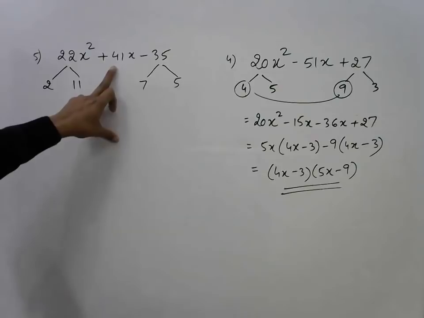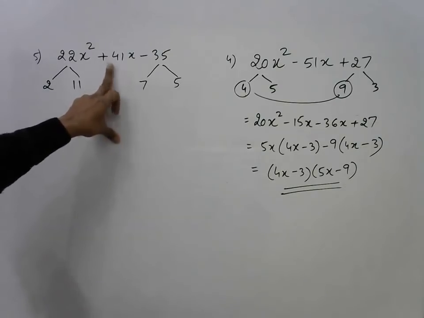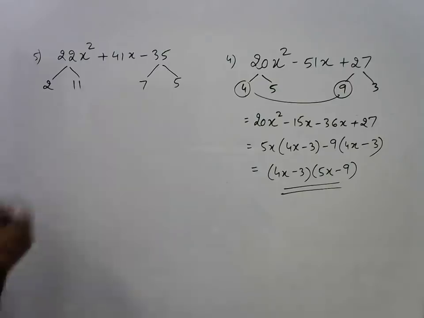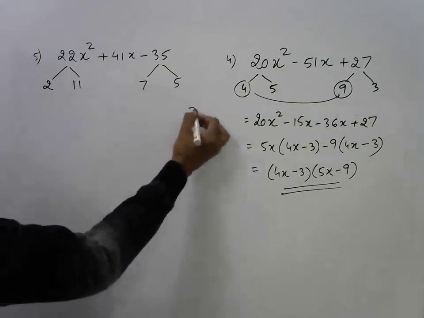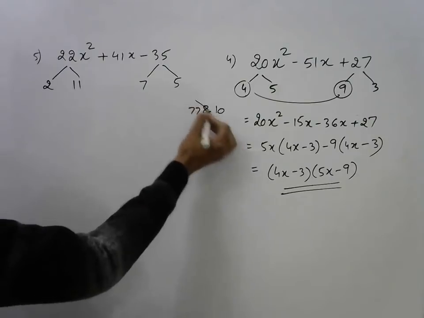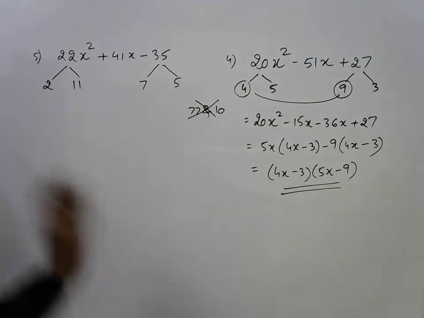So one number will be greater than 41 and the other one will be smaller than 41, and their difference should be 41. Now this is important. Whatever I told just now is very important. Now if I take 11 into 7, 77, and 5 into 2, 10. Now this is not going to give me 41. So cancel. 11 and 7 cannot be done.